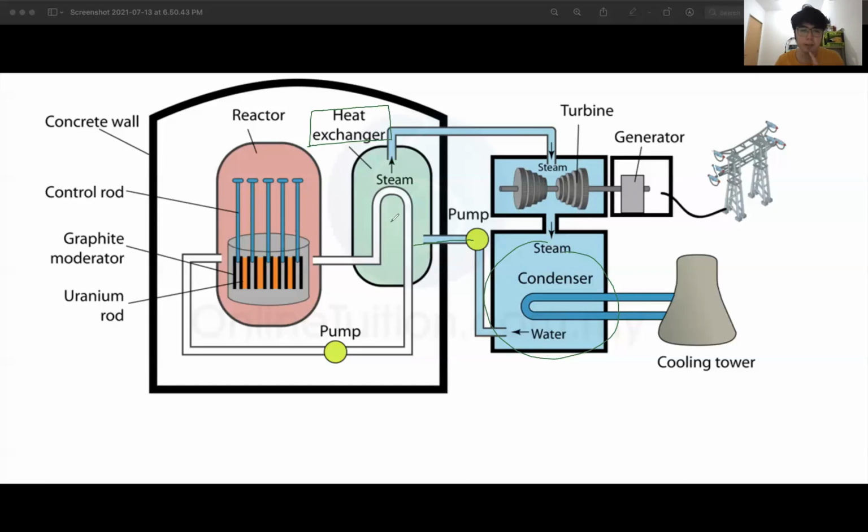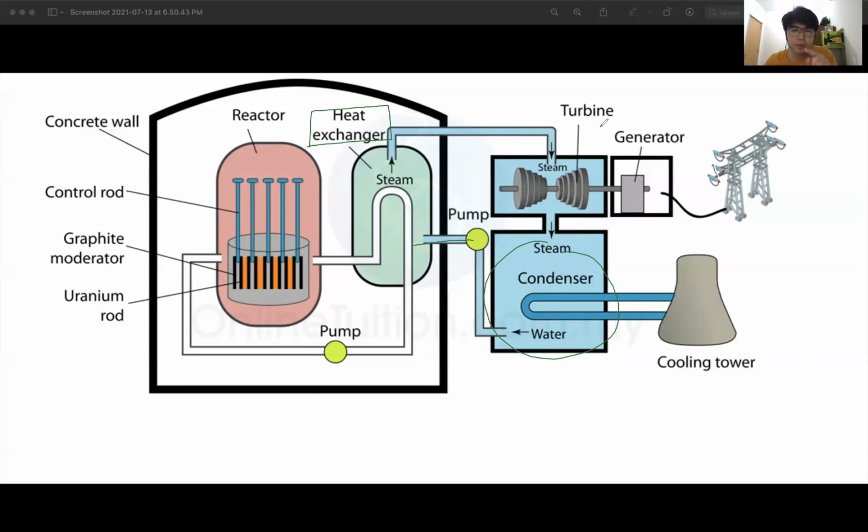The water that has changed to steam passes through the turbine, and eventually it comes back to the condenser, where it cools down and condenses back into liquid. The liquid repeats the same thing. It flows to the heat exchanger again, like a closed loop. The cooling tower is to radiate the heat from the water.